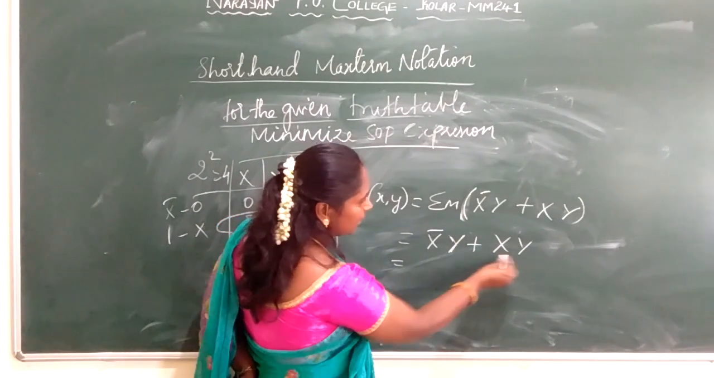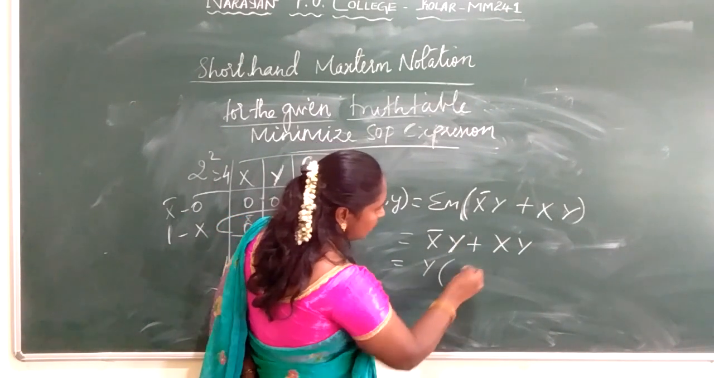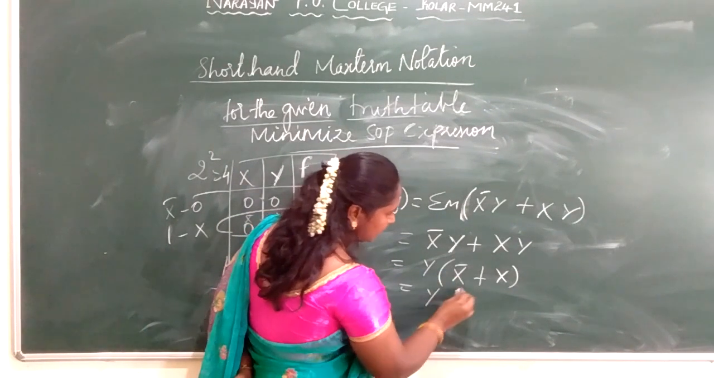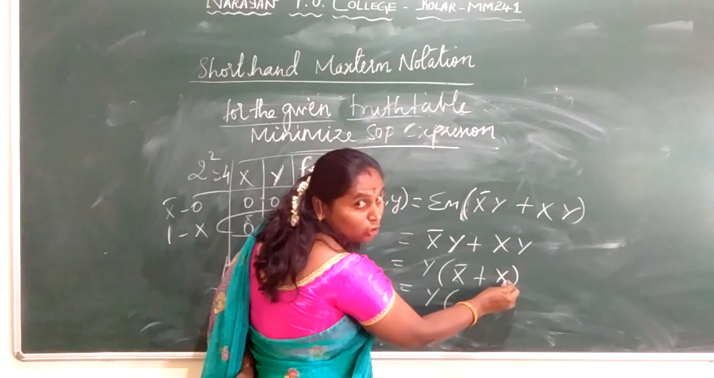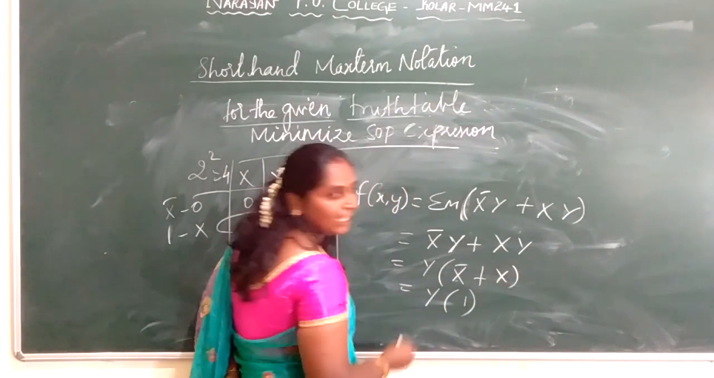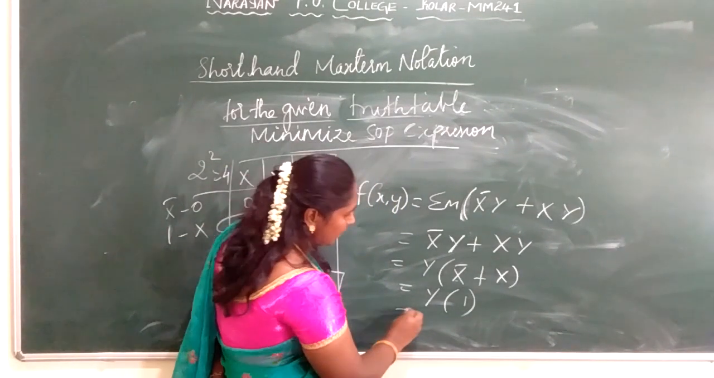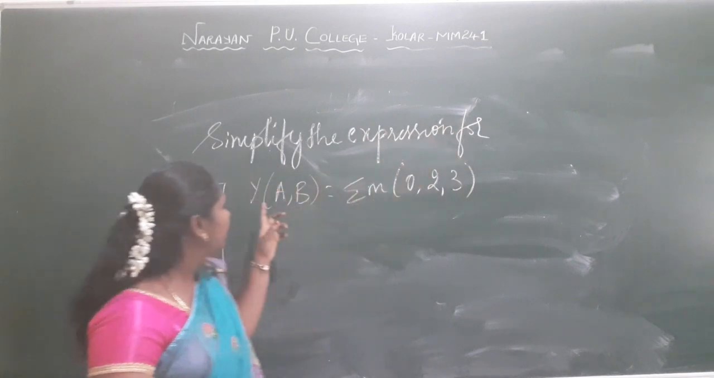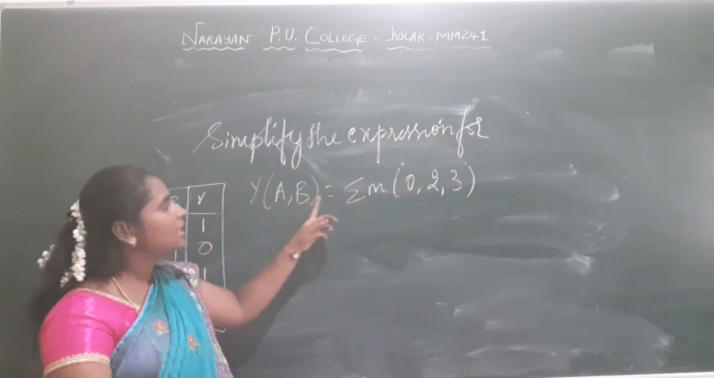See, the common term here is y. That is x bar plus x, which is nothing but the complementary law, x plus x bar is equal to 1.